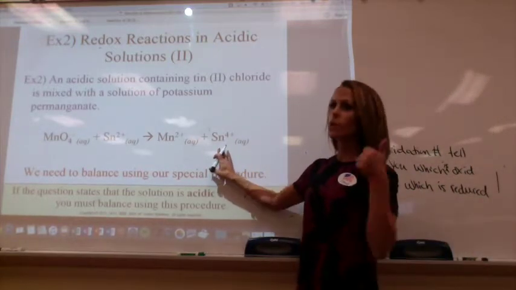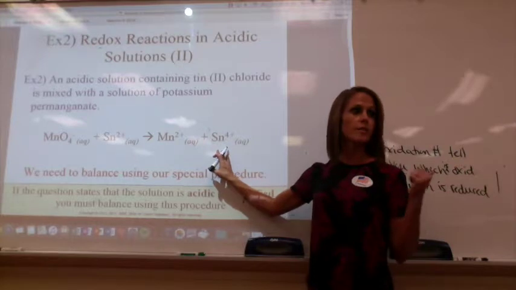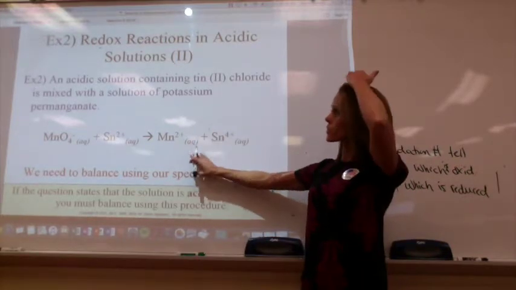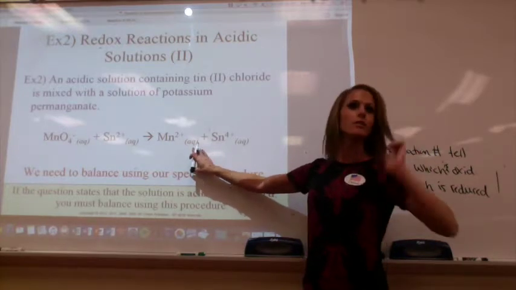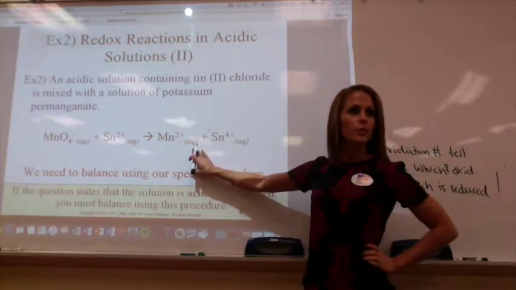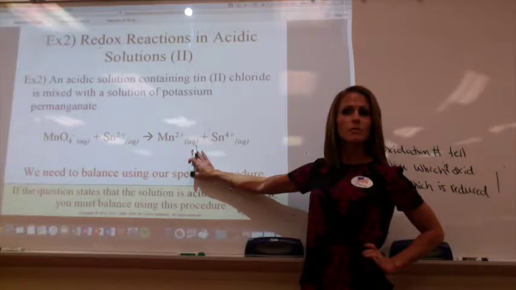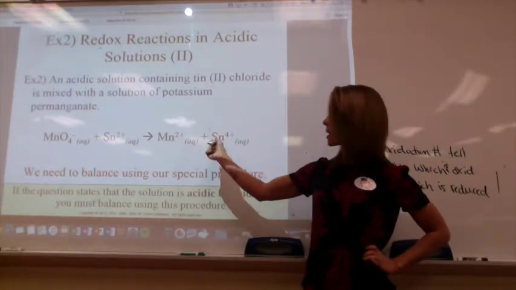So you know that you need to use the special procedure because it says it's an acidified solution. You know something special about permanganate. But what else do you see when you look at this reaction? How else do you know you need to use the special procedure? It's impossible to balance. There's no oxygen over here.